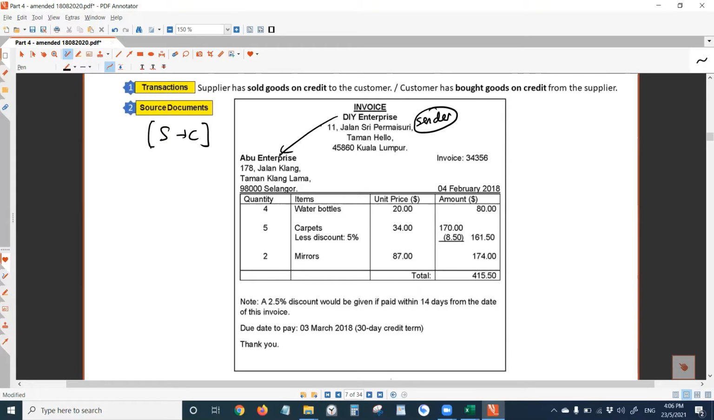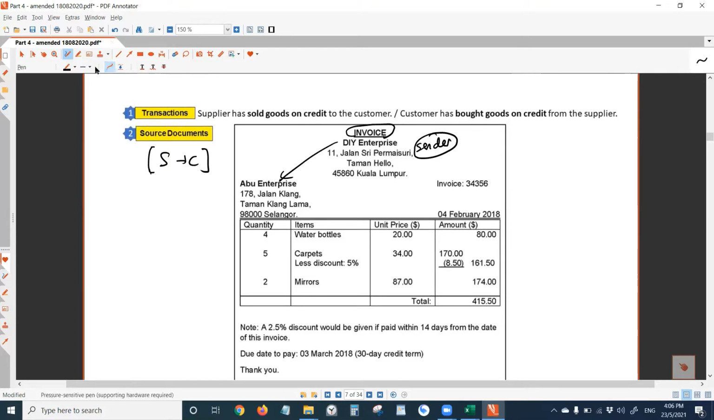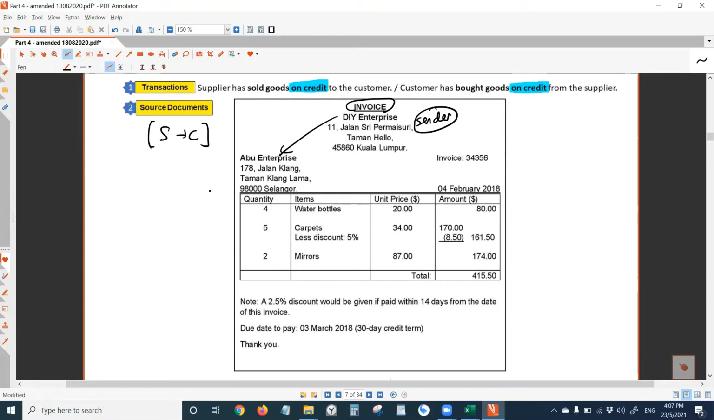DIY is supplier. So this invoice arises because the customer bought goods on credit. Remember, whenever it is on credit, you must have an invoice. Whenever the transaction is on credit, then you must have an invoice. You see these three are the things that Abu bought from DIY Enterprise.